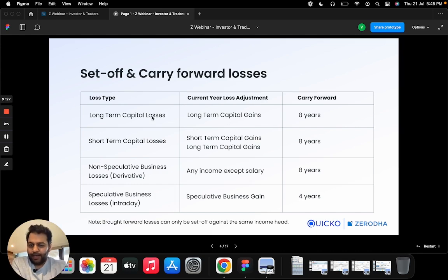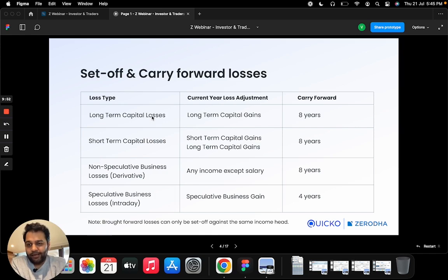So long-term capital losses can only be set off against other long-term capital gains. Capital gains is considered special rate income. Why? Because the rates are well defined. They are either 10% or 20% in case of long-term and 15% or slab rate in case of short-term. So the rates 10%, 15%, 20% are special rates, right? And that's why it's called special rate income.